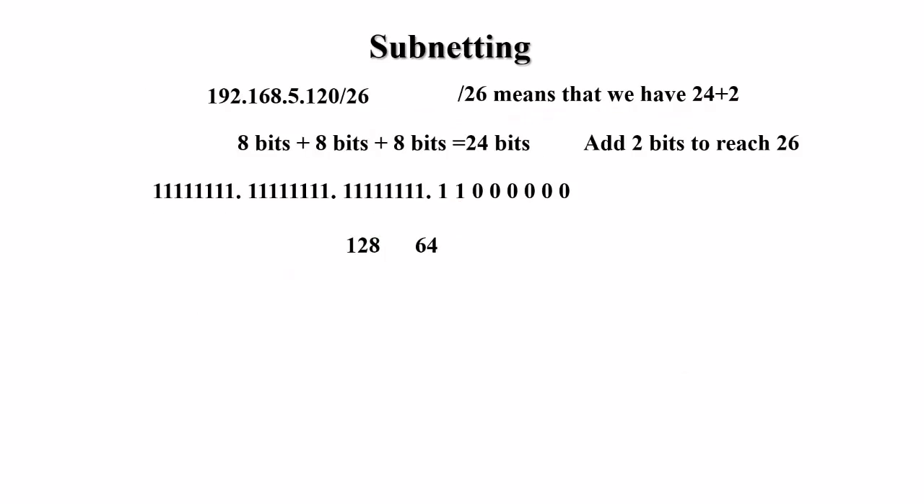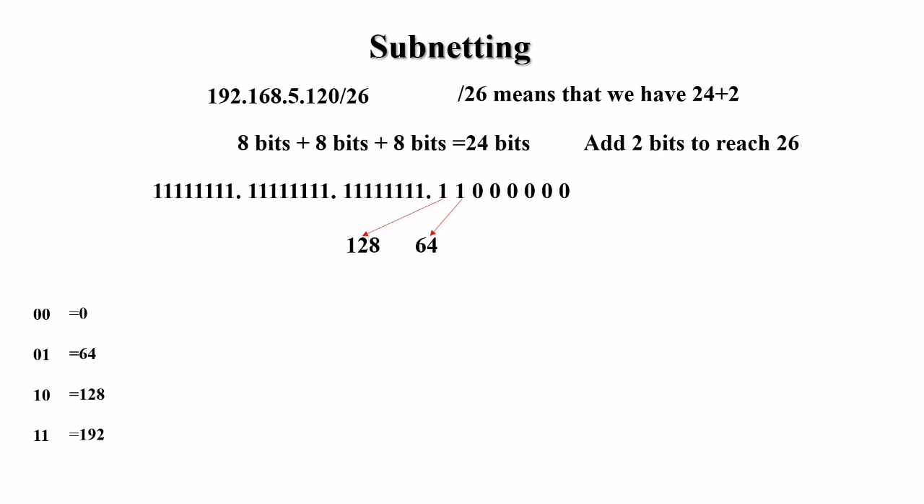Now another example with the same IP address, which is 192.168.5.20, but this time over 26. Over 26, which means 24 plus 2. Now we have only 2 digits from the last part of the subnet, which are either 128 and 64. Now 2 digits means we have 00, 01, 10 and 11, which are 0, 64, 128 and 192.